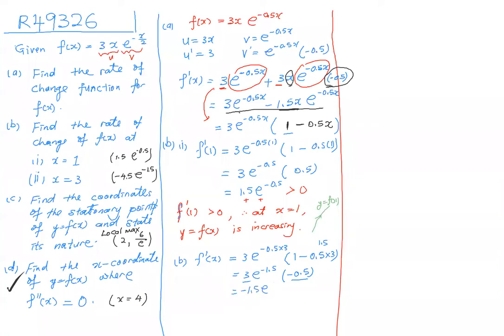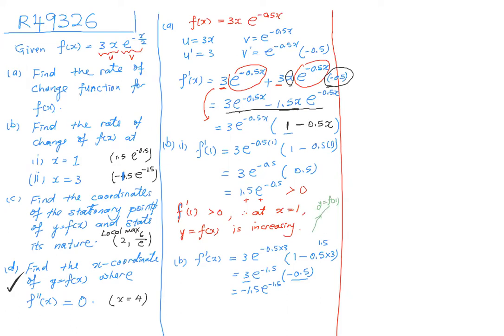Teacher, your answer gives negative 4.5. So I multiplied wrongly. No calculator, okay? No calculator, I will die. I'm very poor in mathematics, in calculation.